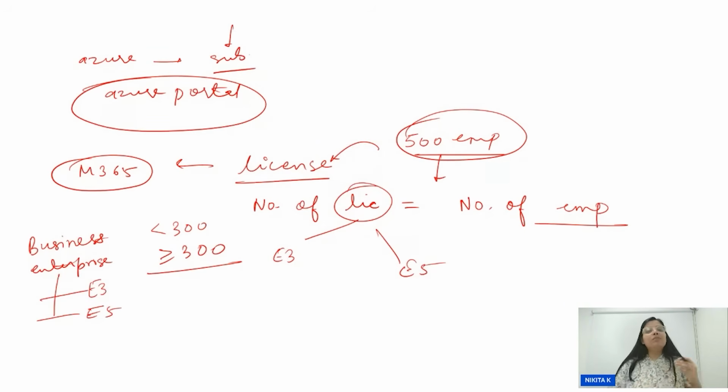So this is a small description of the two products which Microsoft is offering you. First product, which will be your Azure product. To access your Azure product, you will be requiring one subscription. And second one is your M365 product. To access your M365 product, you will be requiring the license for the same.